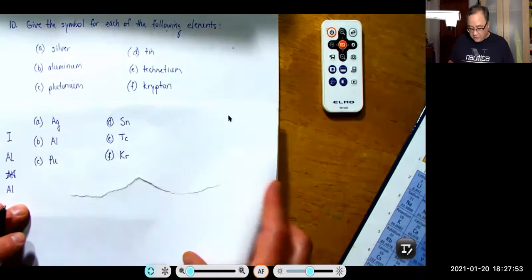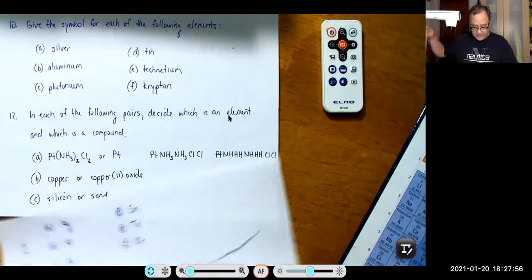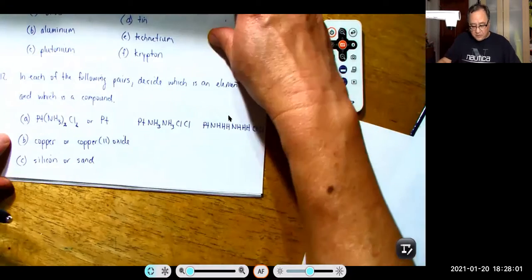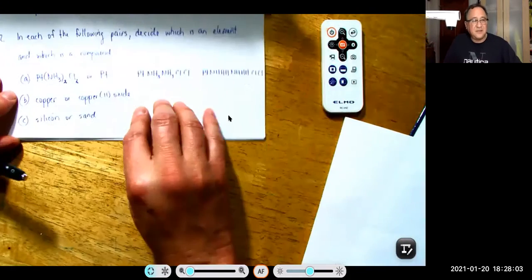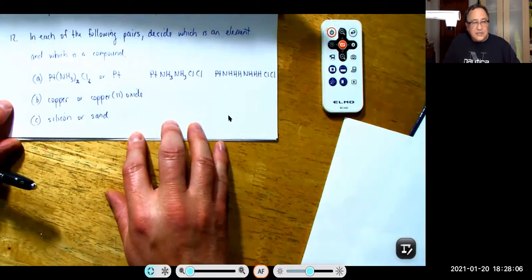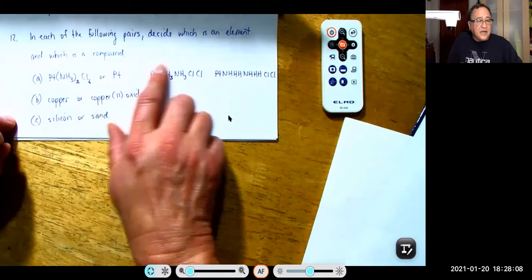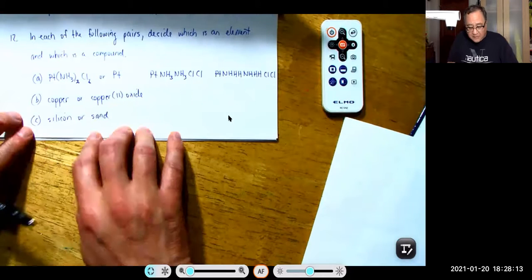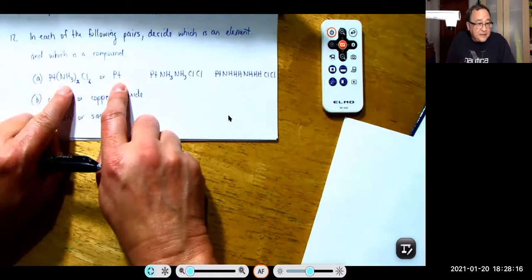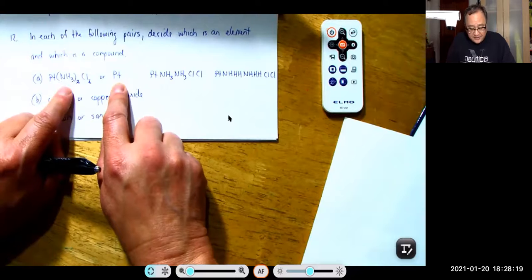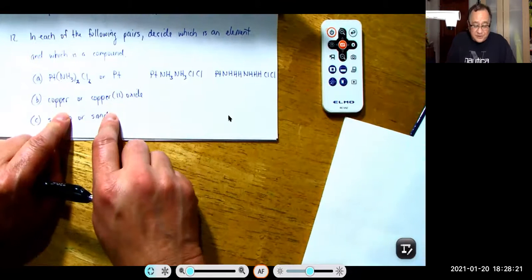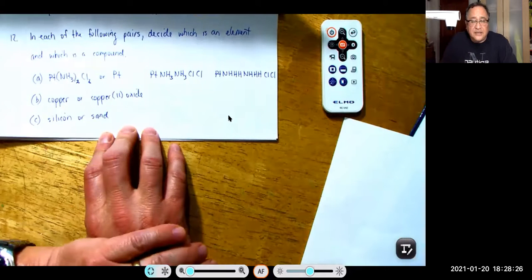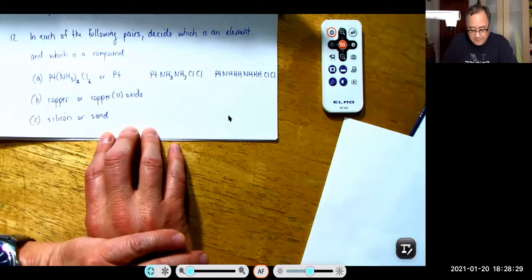Okay, so let's go ahead and move on from that, and let's look at problem number 12. In each of the following pairs, decide which is an element and which is a compound. You'll notice that in this first problem, they give us formulas, in the second one they give us two names, and in the third one they give us two names. So we need to make the decision based on the name and based on the formula.